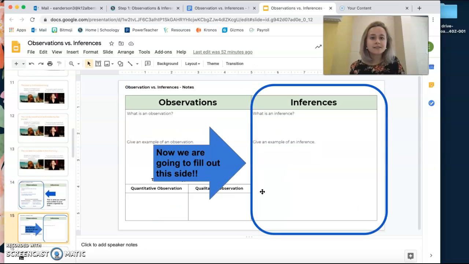We are now moving on to inferences. So we're going to take our observations and make some predictions. So here we go. What is an inference? Let's start writing right here.